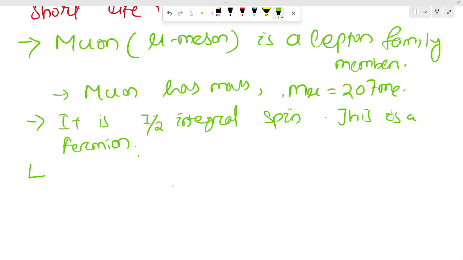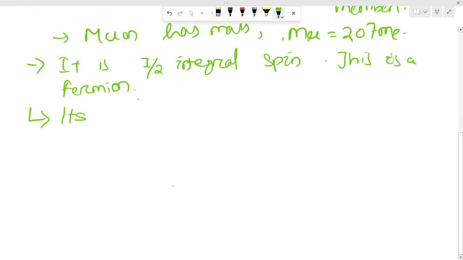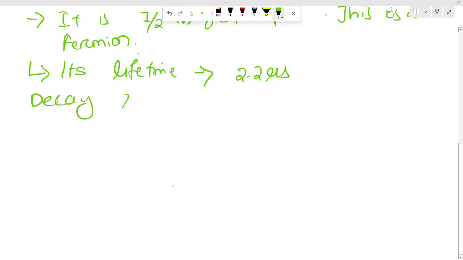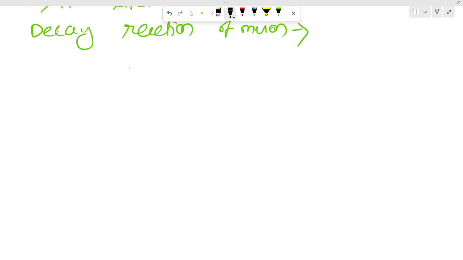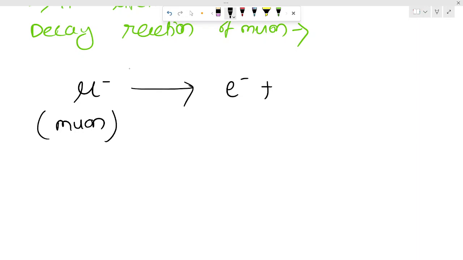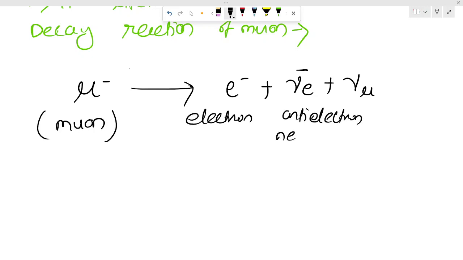Its lifetime is 2.2 microseconds. And if I have to write the decay reaction of the muon, let me change the color of the pen, the muon will decay to give an electron, an anti-electron neutrino and a muon neutrino. This is your electron, this is your anti-electron neutrino, and the last one is the muon neutrino.